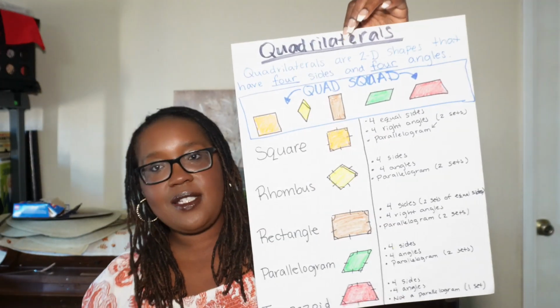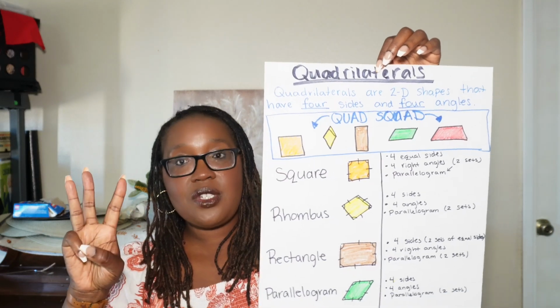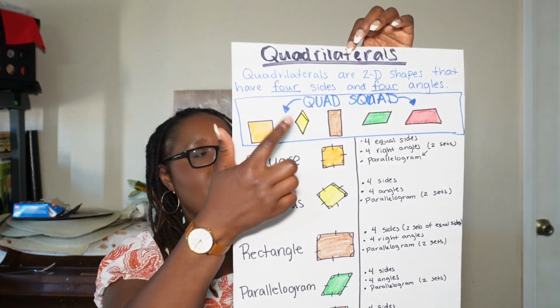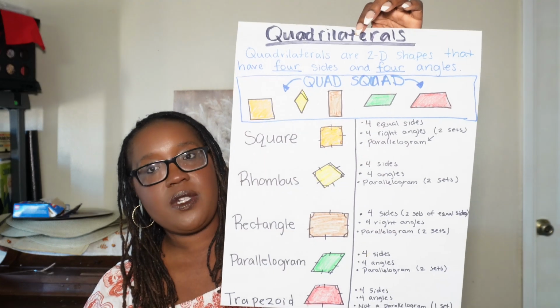All right, and the last sign, sign number 3, once they've understood 2-dimensional shapes, once they understood 3-dimensional shapes, we're going to move on to quadrilaterals. Quadrilaterals are 4-sided shapes. The quadrilateral gang is the square, the rhombus, the rectangle, the parallelogram, and the trapezoid. They must be able to differentiate between each one.